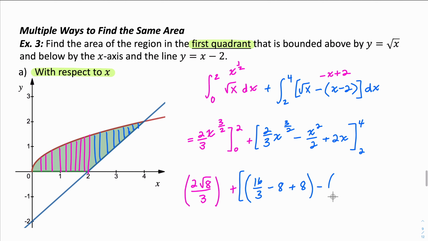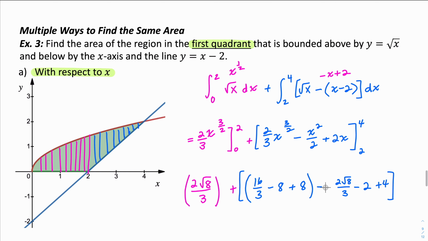And then minus, plugging in 2. We saw that here. So that was 2 rad 8 over 3. 2 squared is 4 over 2 is 2. And then plus 4. Okay, so we're subtracting all of these. So let's go ahead and just distribute the negative through and get rid of some of these parentheses here.